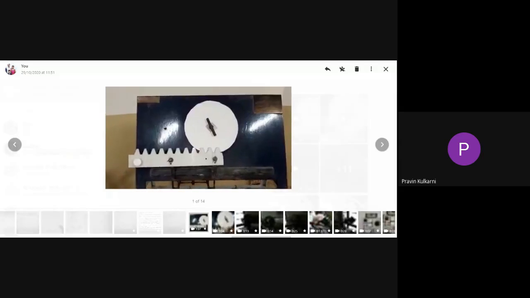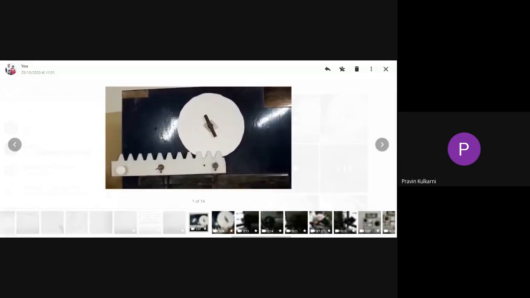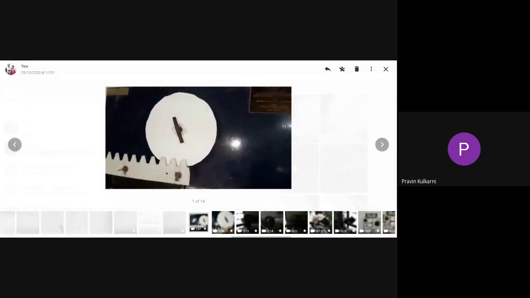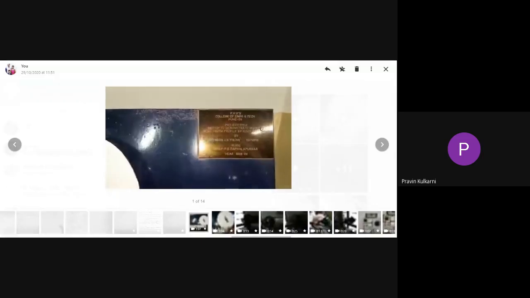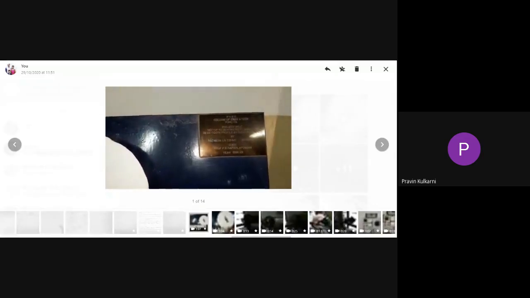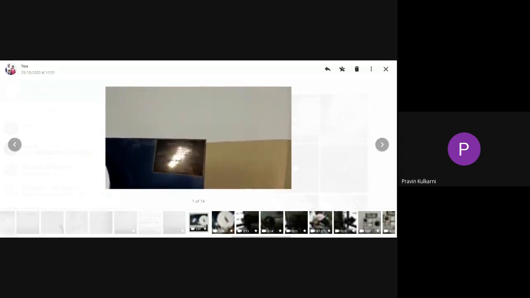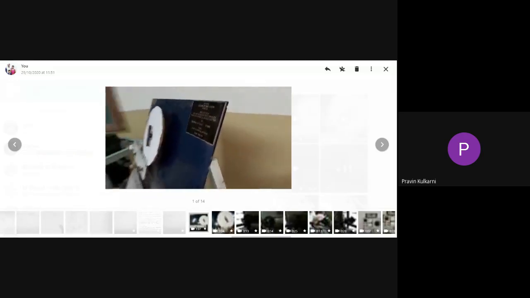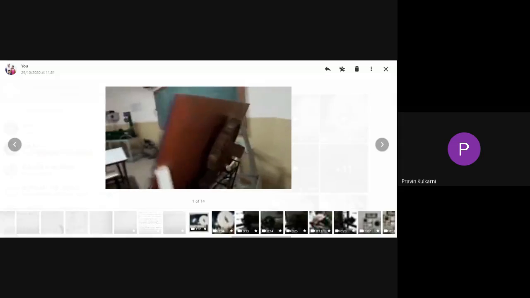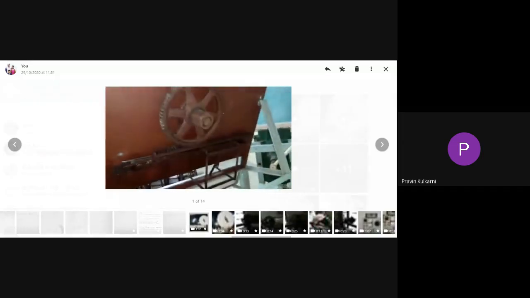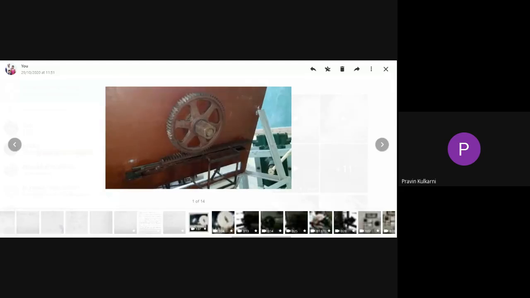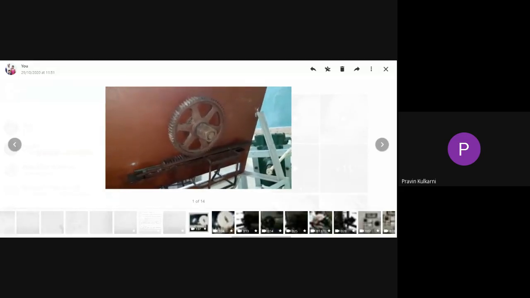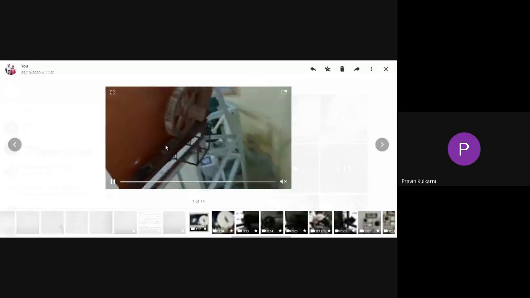Just try to observe the setup. Simply, I have shown the setup in this video. This is a project done by your alumni in 1998, many years back, 22 years back. Just observe the back side of the setup. There is a rack and pinion, real rack, real pinion. This is a rack, that one is the pinion.